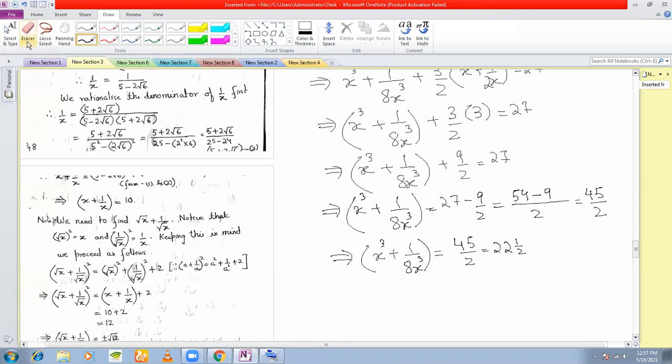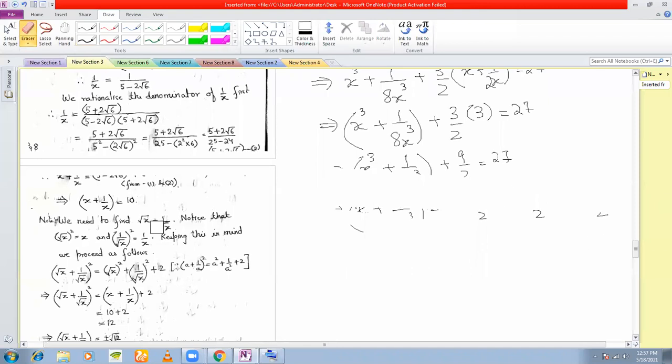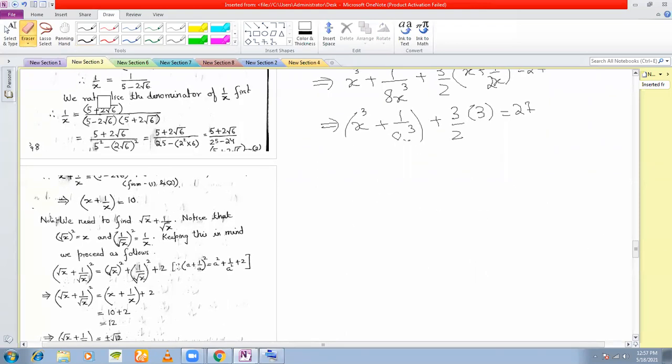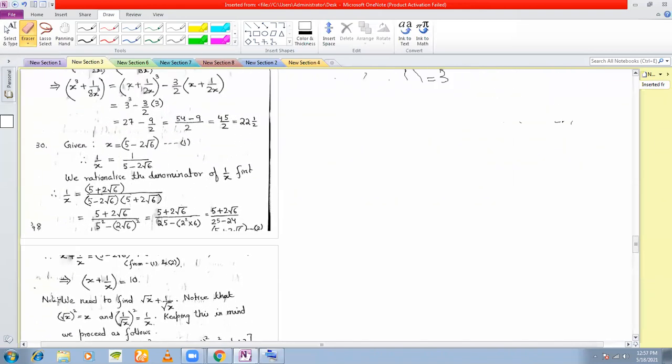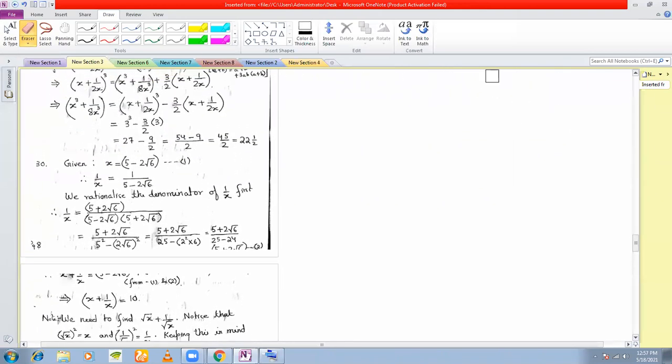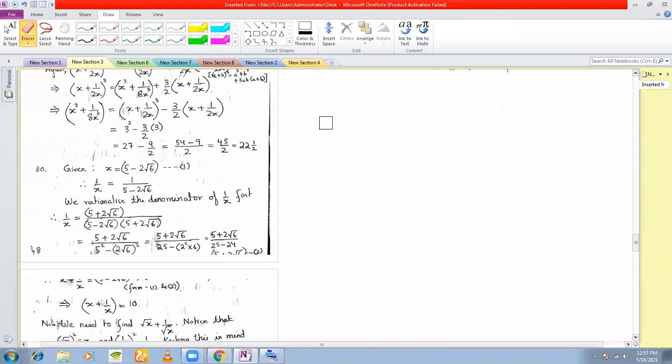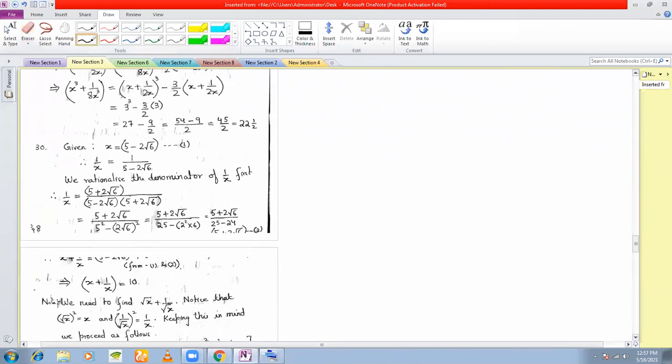We move on to the next sum then, number 30. Now number 30 is a very important sum. Okay. Just write down the sum first. This sum can be done by two methods.